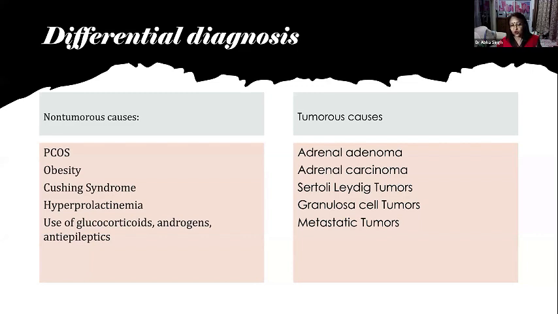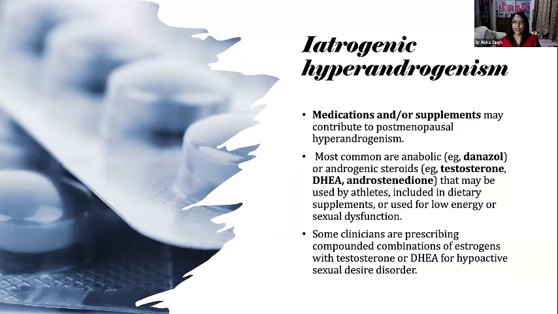The benign causes, the most common is PCOS, obesity, then Cushing syndrome, hyperprolactinemia, and use of drugs like glucocorticoids, androgens, even anti-epileptics. Then the tumorous causes: the tumor can arise from the adrenal, so it can be an adrenal adenoma or an adrenal carcinoma. It can be a Sertoli-Leydig tumor, it can be a granulosa cell tumor, or it may be a metastatic tumor.